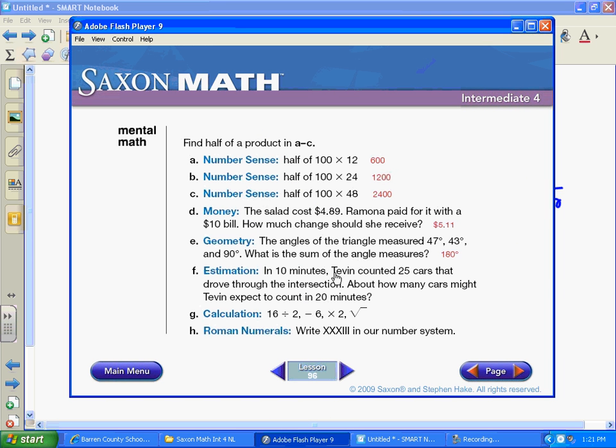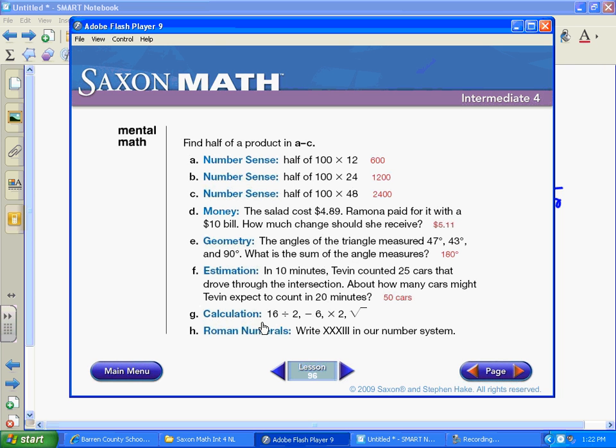Okay, in 10 minutes, Tevin counted 25 cars that drove through the intersection. About how many cars might Tevin expect to count in 20 minutes? So in a set of 10 minutes, we had 25. If we double that to 20 minutes, we can double this number, and that would be 50 cars.